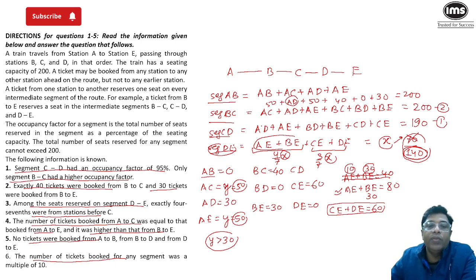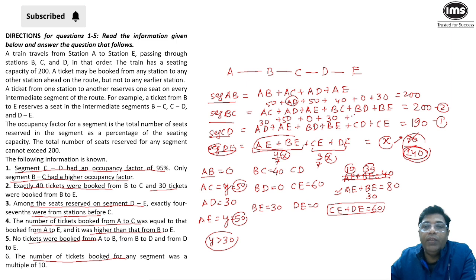And now let's solve this one. So AD is 30. AE is 50. BD is going to be 0. BE is 30. CD we have to calculate. And D is 0. Now you add it and make it to 190. So 30 plus 50, 80. 80 plus 30 will become 110.